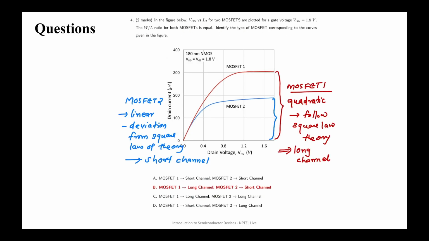The answer to this would be MOSFET 1 is long channel, MOSFET 2 is short channel. So you can see here MOSFET 1 is quadratic and follows square law theory, whereas MOSFET 2 is linear and deviates from square law theory.